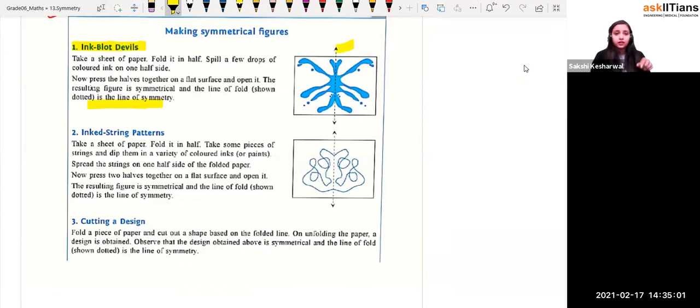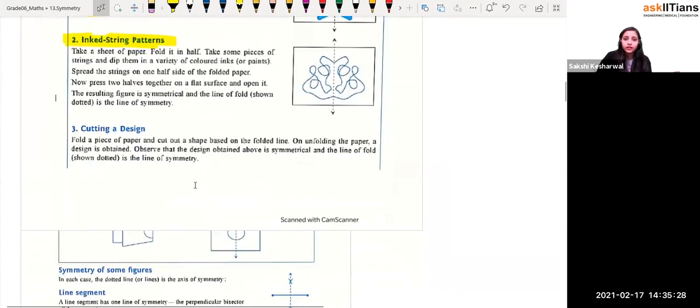You can also do the ink string pattern. Take a sheet of paper, fold it into half, and take some pieces of string and dip them in a variety of colored ink or paint and spread the strings on one half side of the folded paper. Now press the two halves together on a flat surface and open it. The resulting figure is symmetrical, and the line folded is a line of symmetry. You can just try this in your day-to-day life, and we have done this in day-to-day life also. And cutting off a paper.